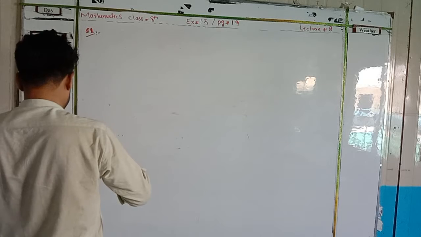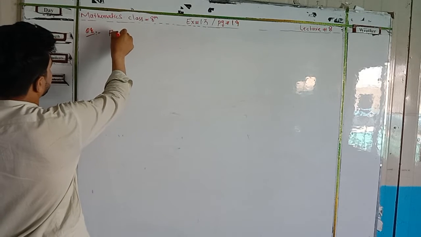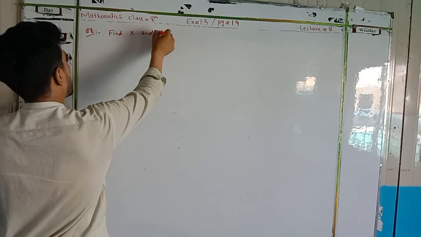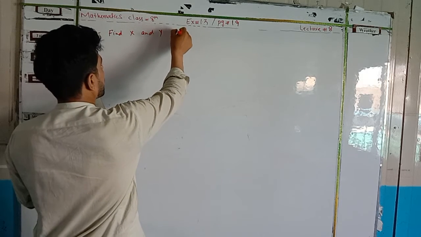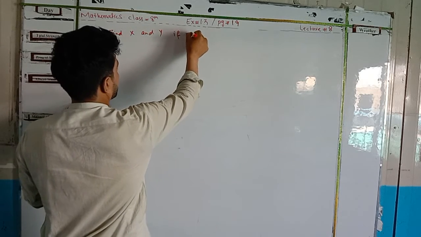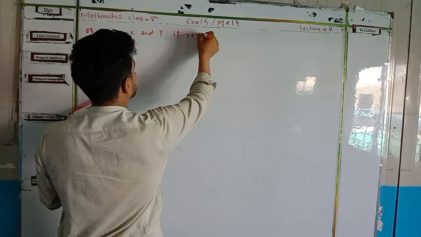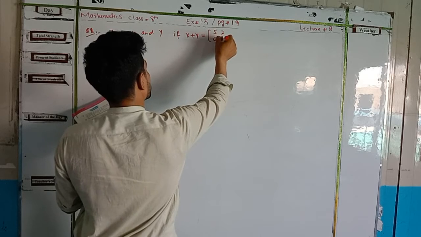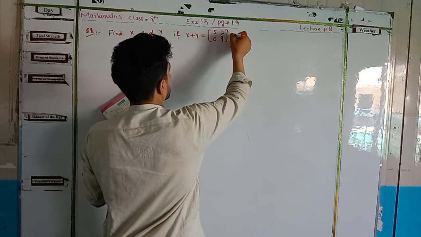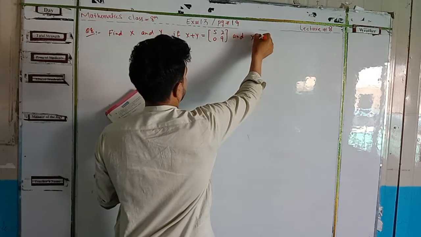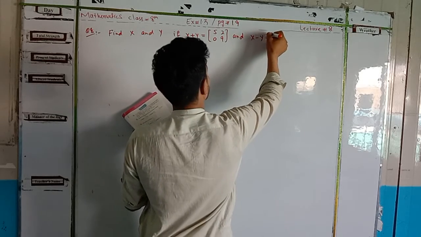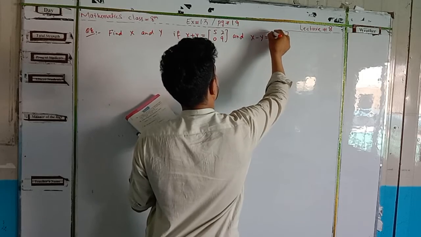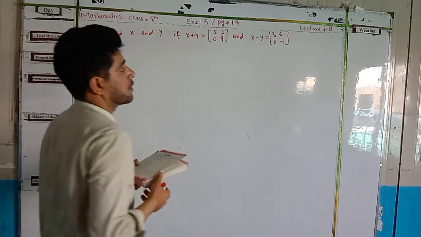Question number 8, find x and y if x plus y is equal to 5209 and x minus y is equal to 360 minus 1.